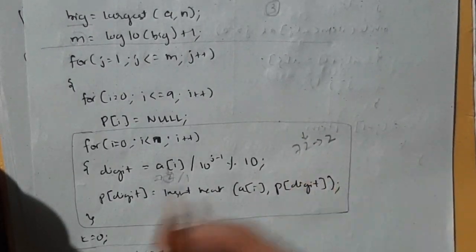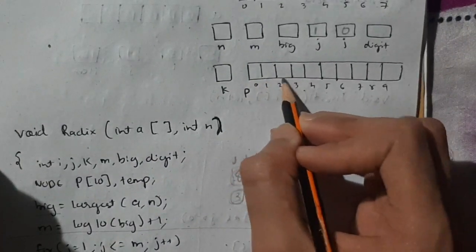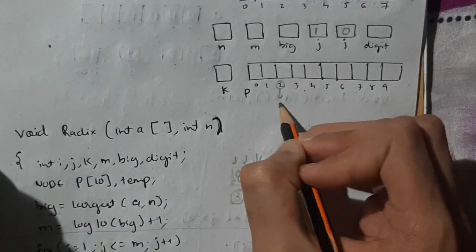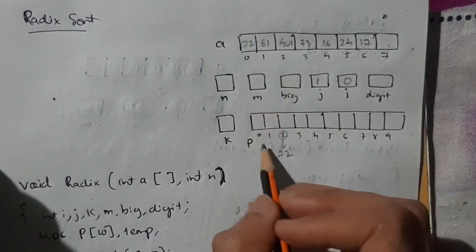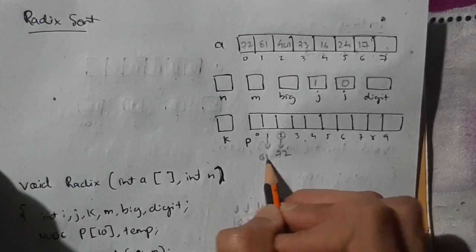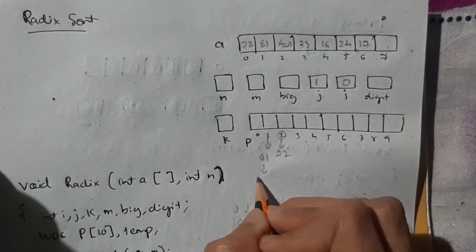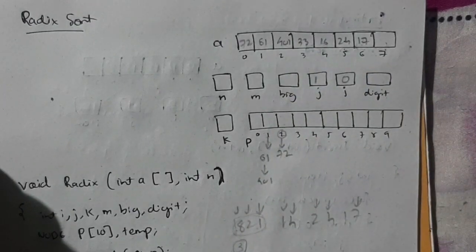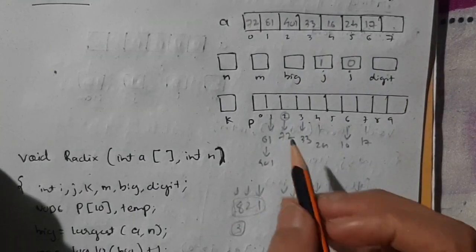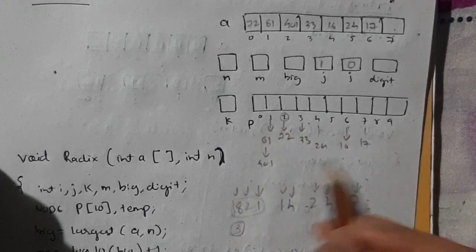Now what will happen, p of digit, what is p of digit, this one, p of 2, here it will be stored 72. So for the next one 61, this will be stored here, 401 will be stored here. All right, so like that all these digits will be stored. This one is a linked list, so it will be stored in this form. All the digits will be stored.